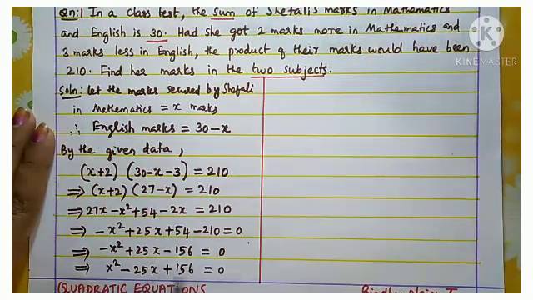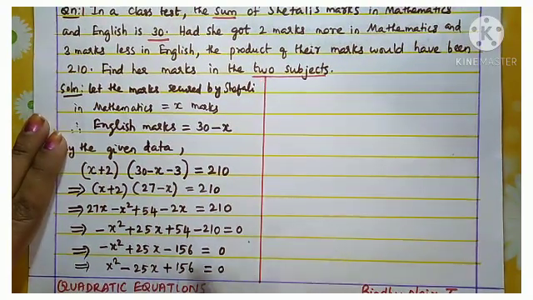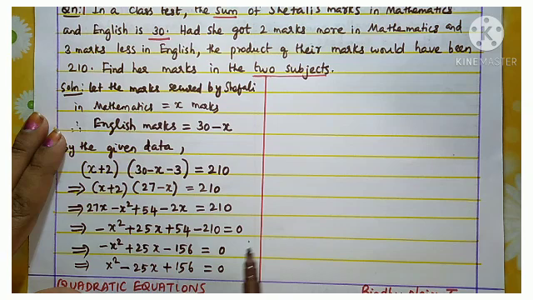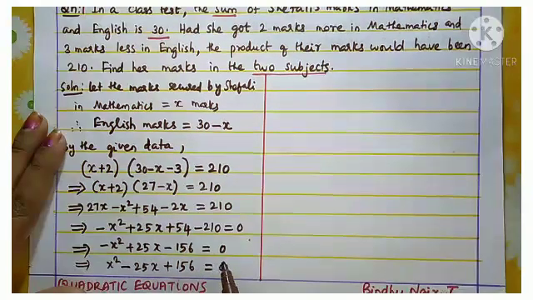So if you do this, it will be convenient for us to do the further steps. So this is the required quadratic equation we got for the given data. In this quadratic equation we studied two methods. By the algebraic method, that is splitting the middle term, we can find the solution, or we can use the quadratic formula to find the solution.